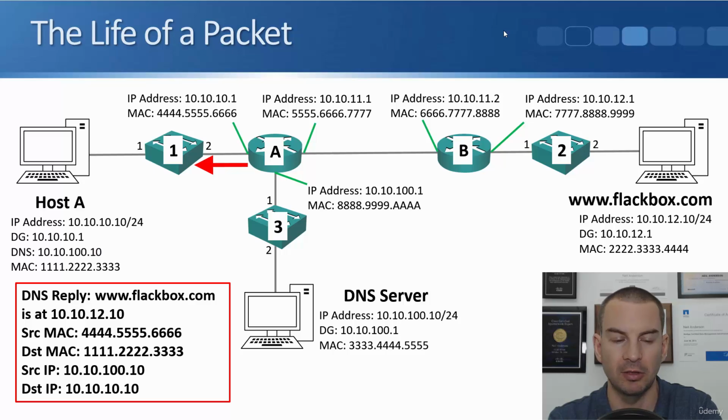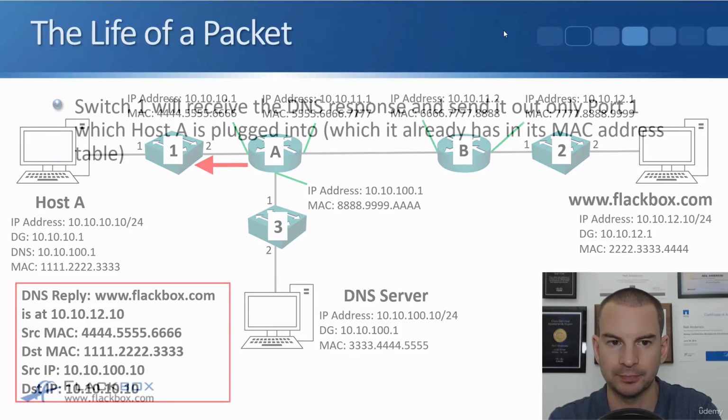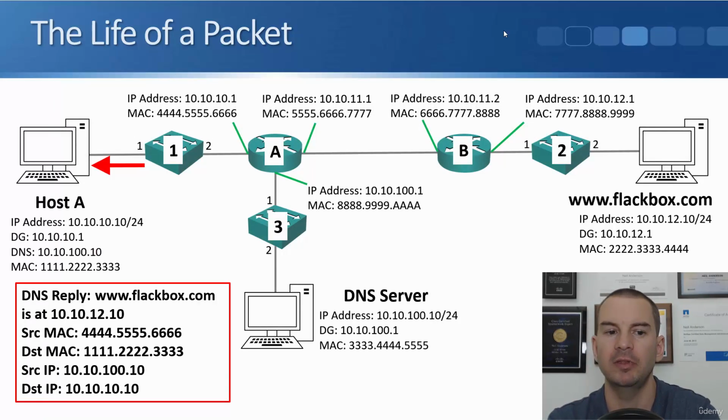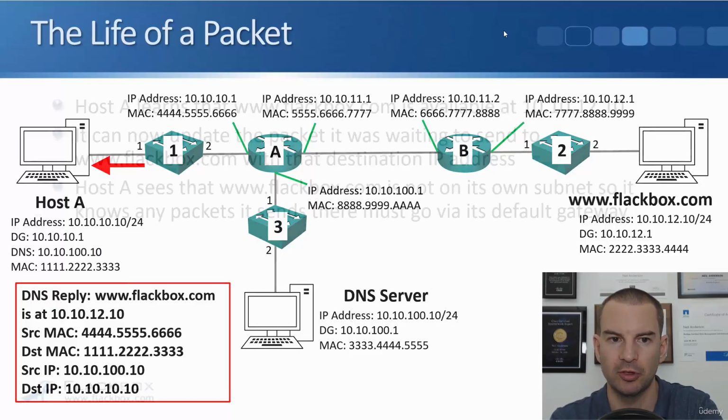Again, it is going from source IP 10.10.100.10, the DNS server, going to destination IP 10.10.10.10, host A. So that doesn't change, but source and destination MAC will be updated. Source MAC is 4.5.6, and the destination MAC is 1.2.3, which is the MAC addresses on the left-hand side of router A. Switch 1 will receive the DNS response and send it out only port 1, which host A is plugged into and which it already has in its MAC address table. So it passes the DNS reply down to host A.